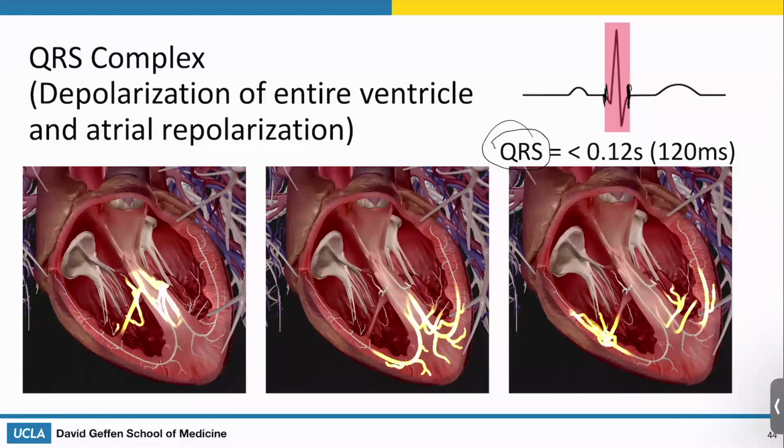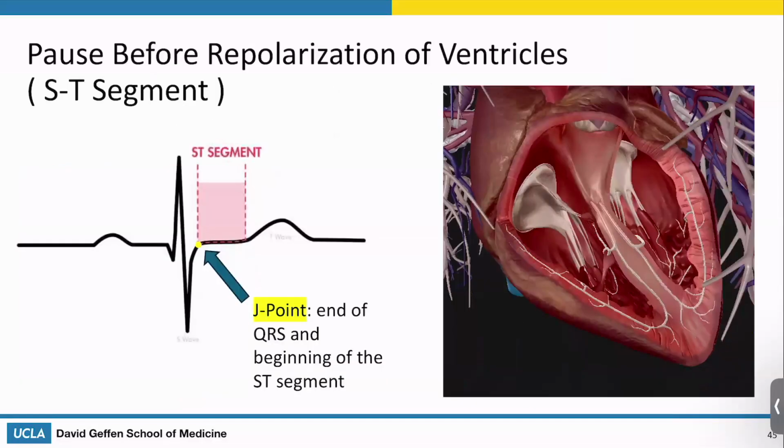So we have to look into seeing if it's a delay because it's stopping at the AV node. Is it a delay because there's a bundle branch block? Is it a delay because it's a ventricular rhythm? So we want to know why there's a delay there.